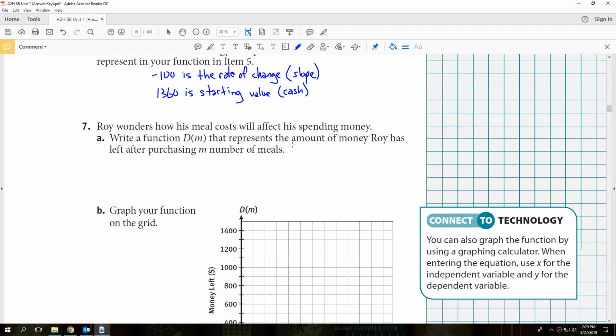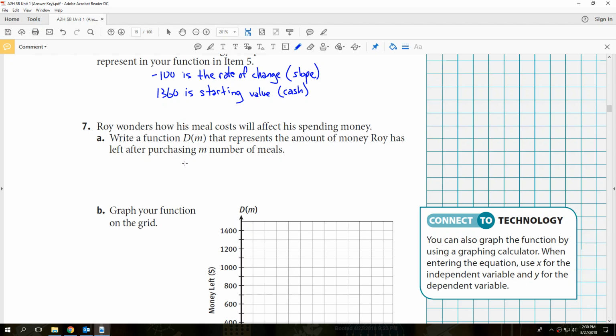So Roy wonders how much his meal costs. So we analyzed completely the performance tickets and came up with the function, everything like that. Now, I'm assuming we're going to go ahead and talk about the meal cost, right? Do the exact same thing. So Roy wonders how much his meal cost will affect his spending money. So we're going to write a function, d of m, that represents the amount of money Roy has left after purchasing m number of meals.